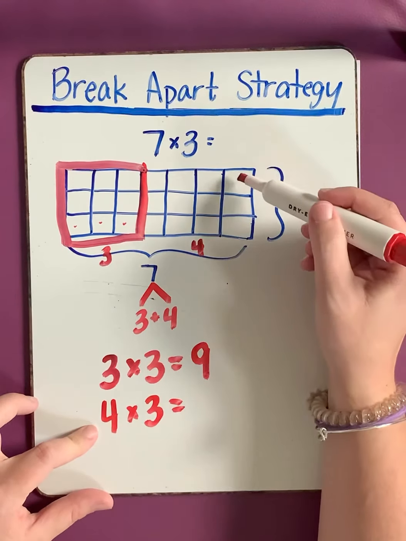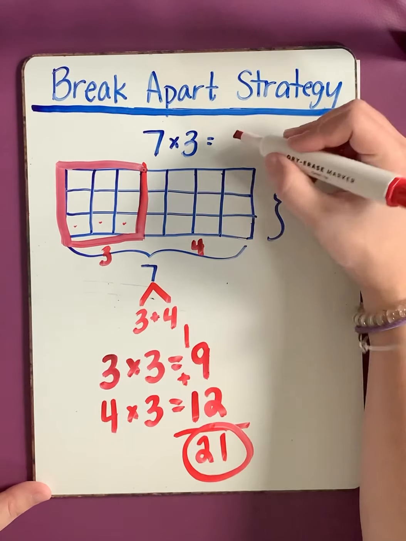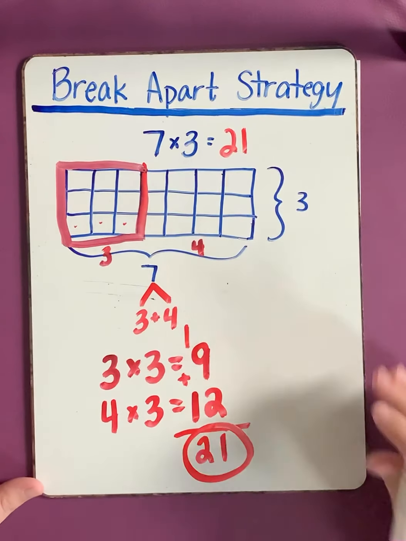Okay, are you guys done? Nope, because we need to then add those two together. Always start with your ones. 9 plus 2 is 11, so you drop the 1, carry your 10, and then 1 plus 1 is going to give you 2. So 21 is going to be your answer.